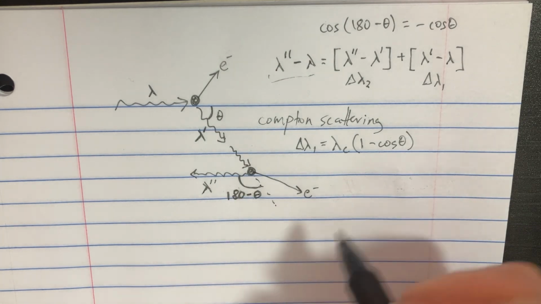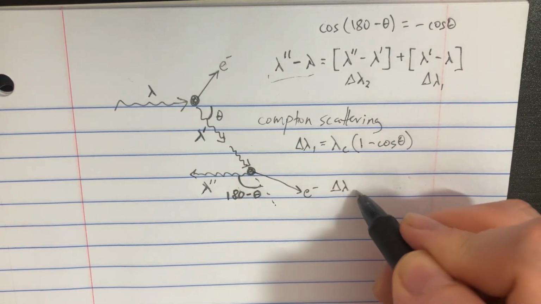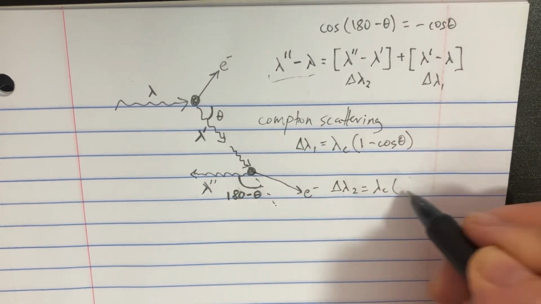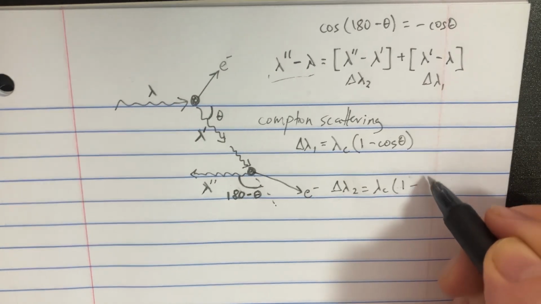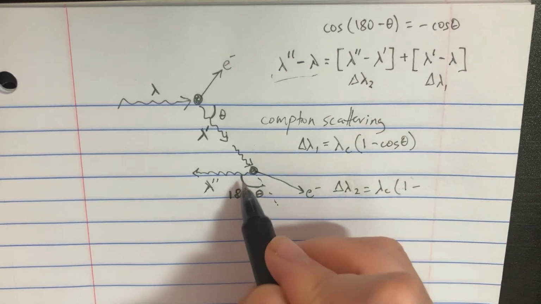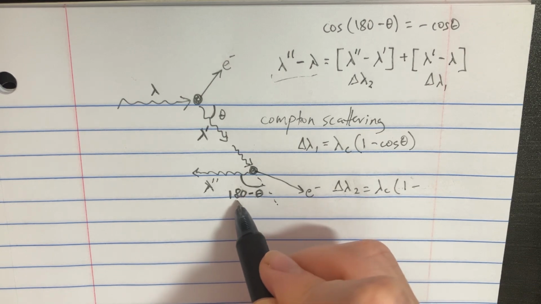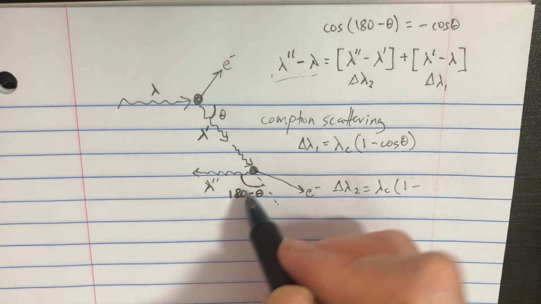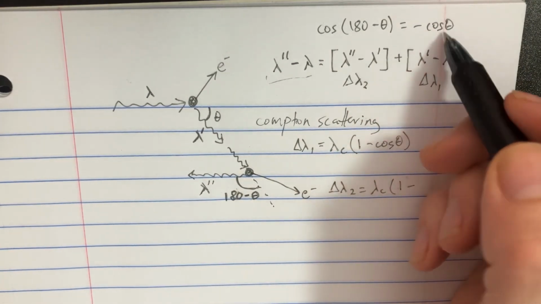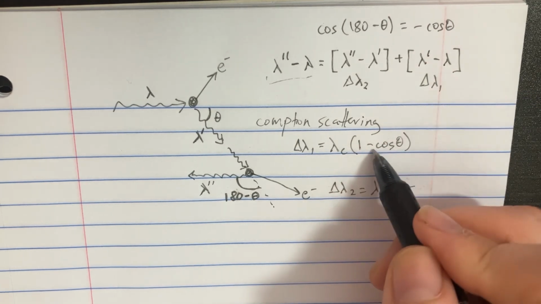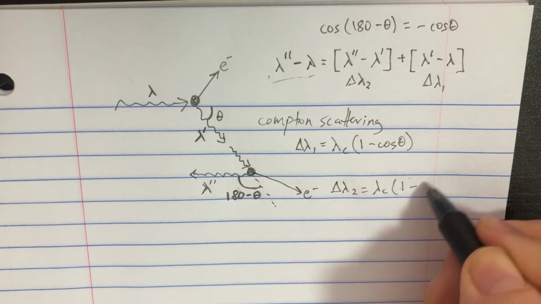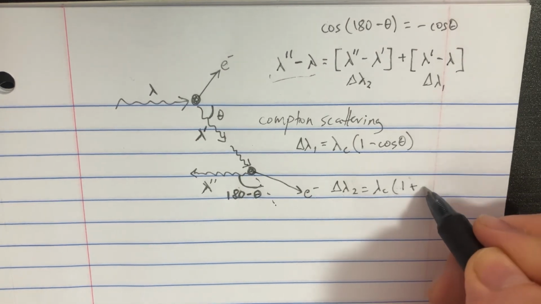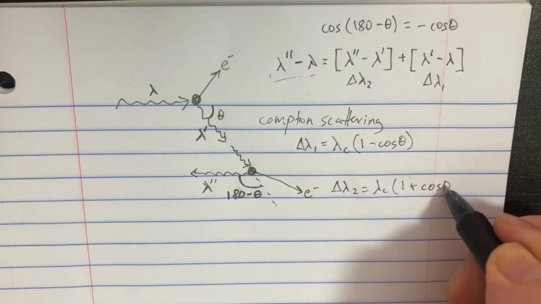Now this is the second shift, so we're going to set up the same way. But this is a 1 minus the cosine of theta. If we double check this theta here, it's actually supposed to be 180 minus theta, which means that we have to make this adjustment that it's supposed to be a negative cosine. So we're going to subtract a negative cosine, so we'll add the cosine instead.